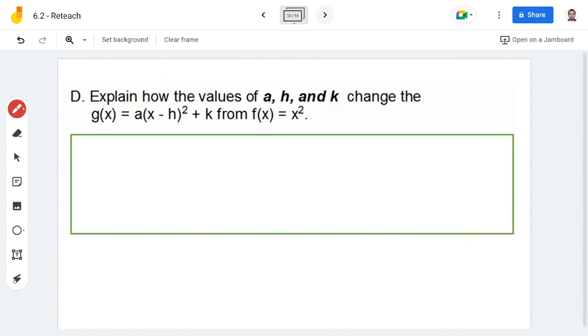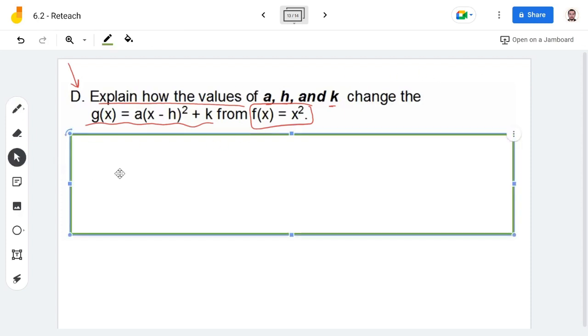I hope these questions and graphing are easy for you, girls or boys. You can now start doing the questions. And now I have to finish my lesson by explaining how the values of A, H, K change from this one to the basic function. I told you before, if you don't have H, if you don't have K, that means it's 0. And if you don't have A, it's always equal to 1.